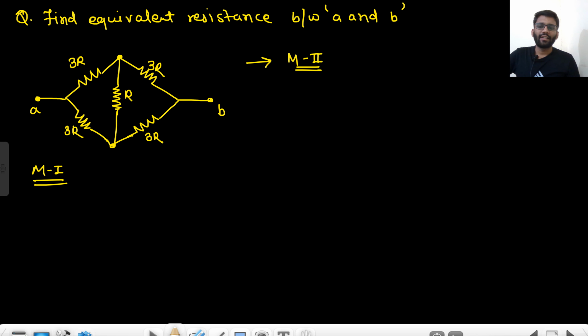Now you have to find the equivalent resistance between A and B. So this is method 1. Method 1 by Wheatstone Bridge. First tell me, is it a Wheatstone Bridge?